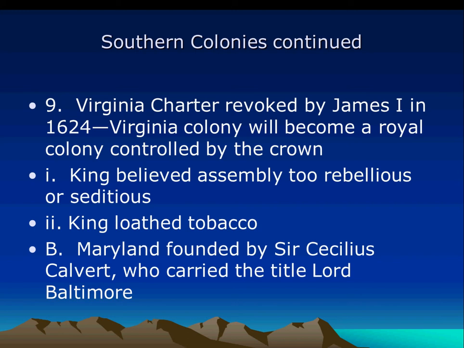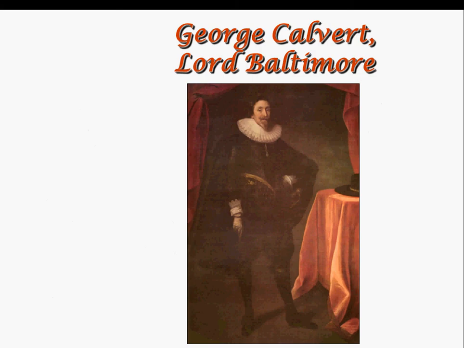The next thing that we'll take a look at is Maryland, and we will look at Lord Calvert or Lord Baltimore, and he's going to be given a tract of land in the New World, and he's got his own special motives as to why he wants to do that.